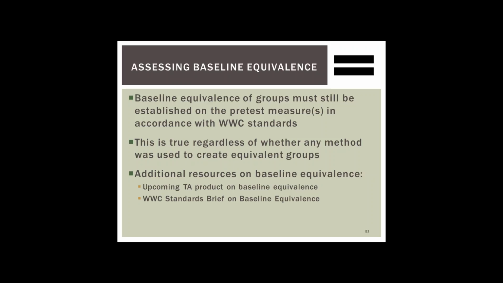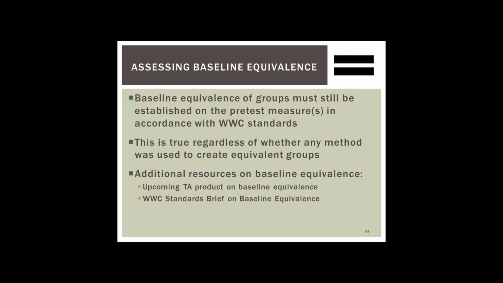Now, we have matched our individuals. We've identified characteristics, we've used our fancy methods, we've got groups that we think are similar. Are they? We don't know that. We need to check for baseline equivalence.